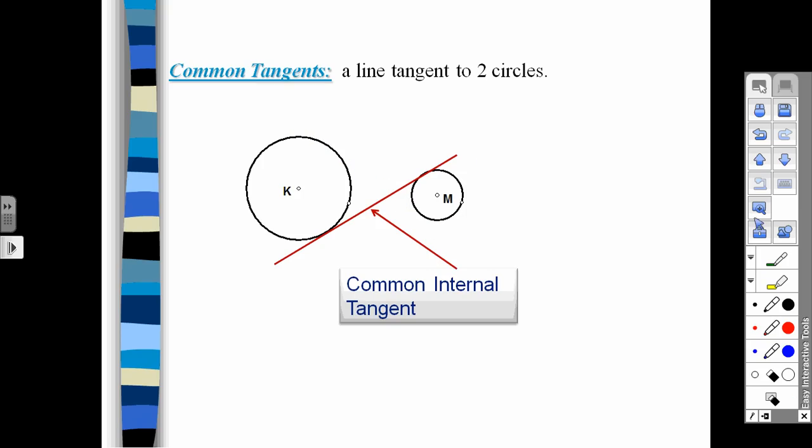Okay, so why are we doing this? Well, what you're going to end up having to do is figure out the length of a common tangent, whether it's a common internal or common external tangent, segment. So from one point of tangency to the other point of tangency. So let's see how this is going to work.